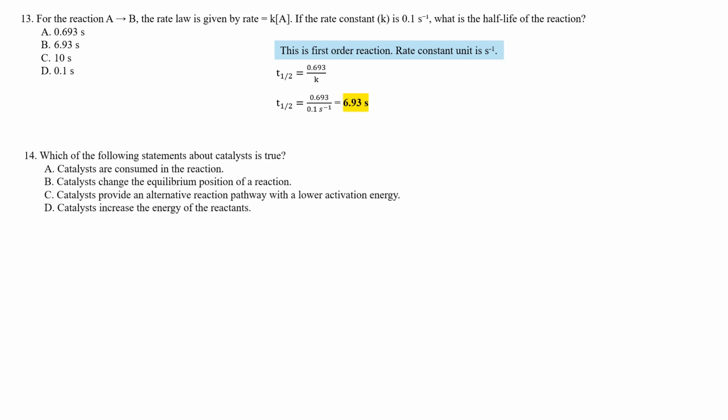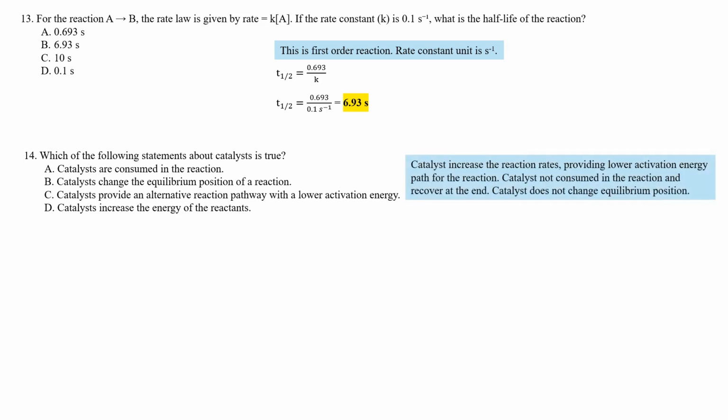Question 14. Which of the following statements about catalyst is true? The catalyst increases the reaction rate because it provides an alternate path, a low activation energy path, for the reaction. The catalyst is not consumed in the reaction, and it can be recovered at the end. A small amount of catalyst is enough for a reaction, and a catalyst does not affect the equilibrium position.